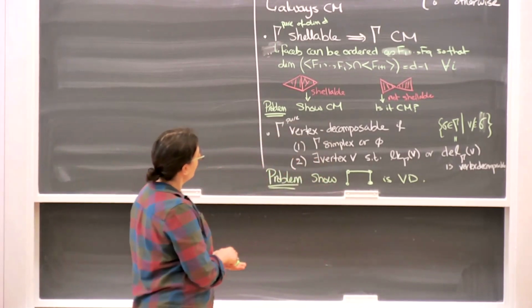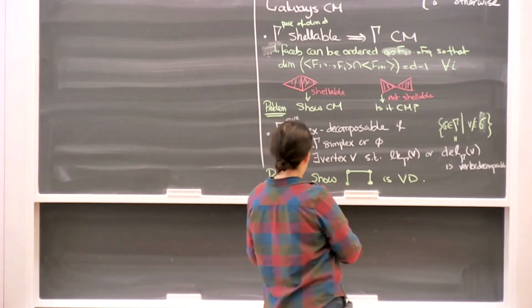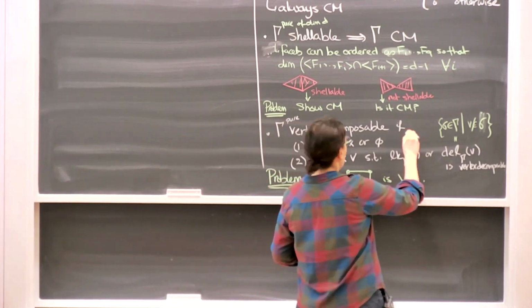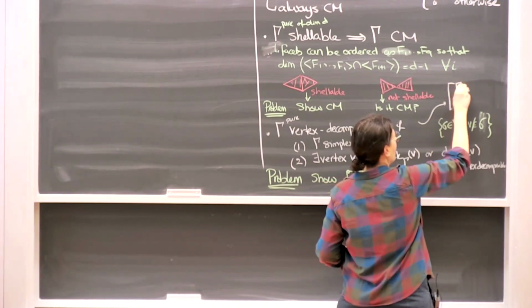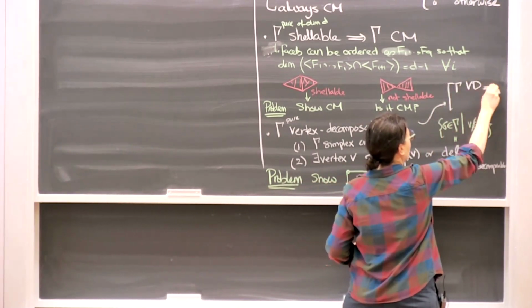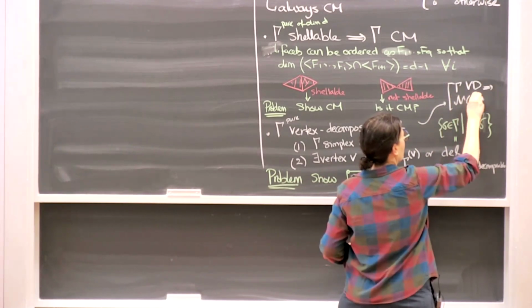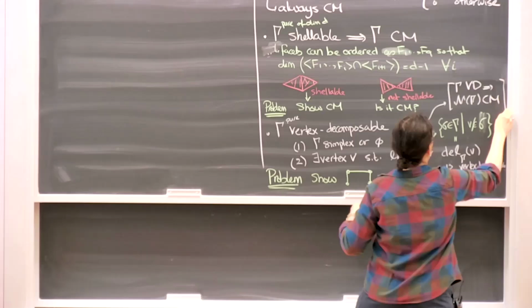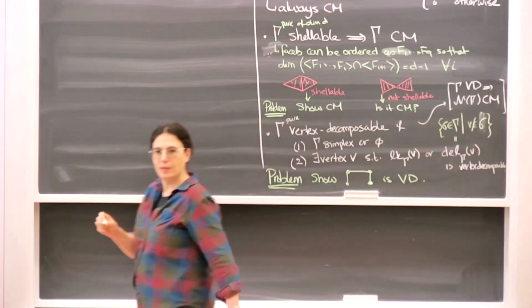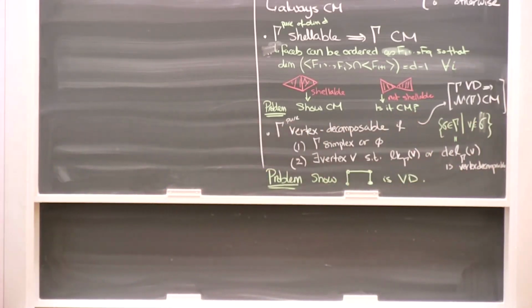Now, do I do a different color here? So, gamma vertex decomposable, then gamma Cohen-Macaulay. I'm doing Cohen-Macaulay things on this side. Okay, so I filled up one board.